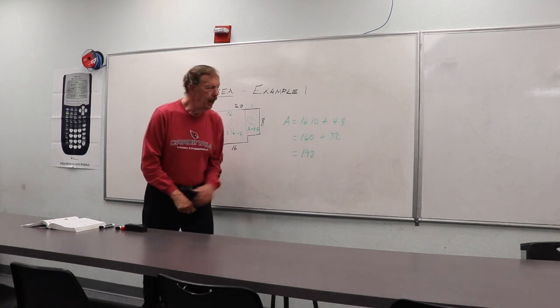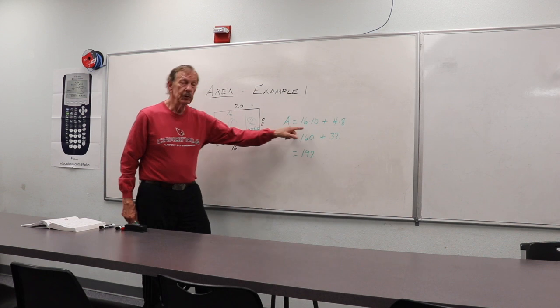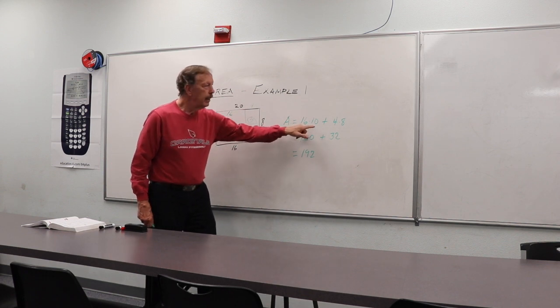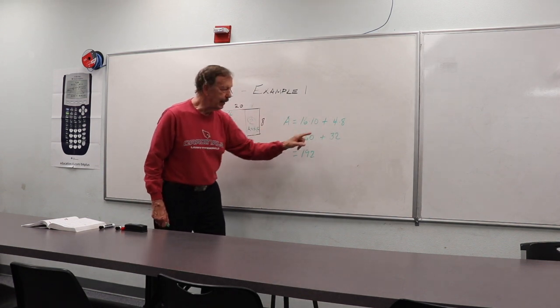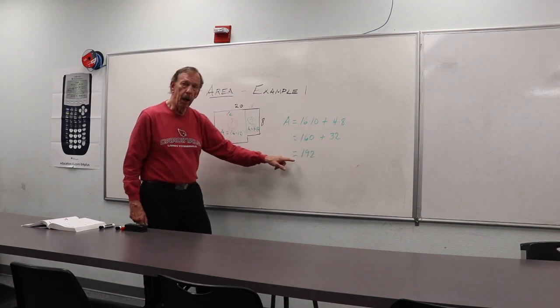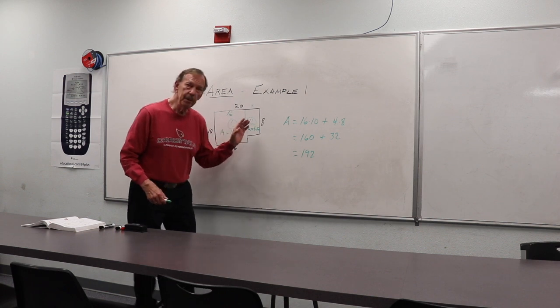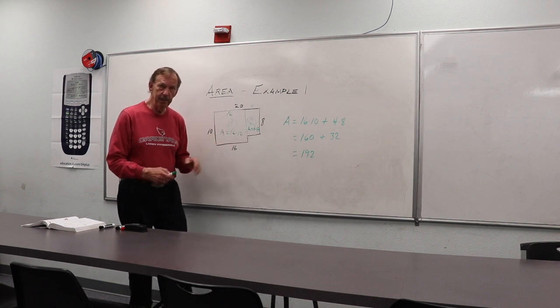Doing it this way, we add these two areas, 16 by 10 and 4 by 8. 160 plus 32, 192. The total is the same. Two different ways to attack the same problem.